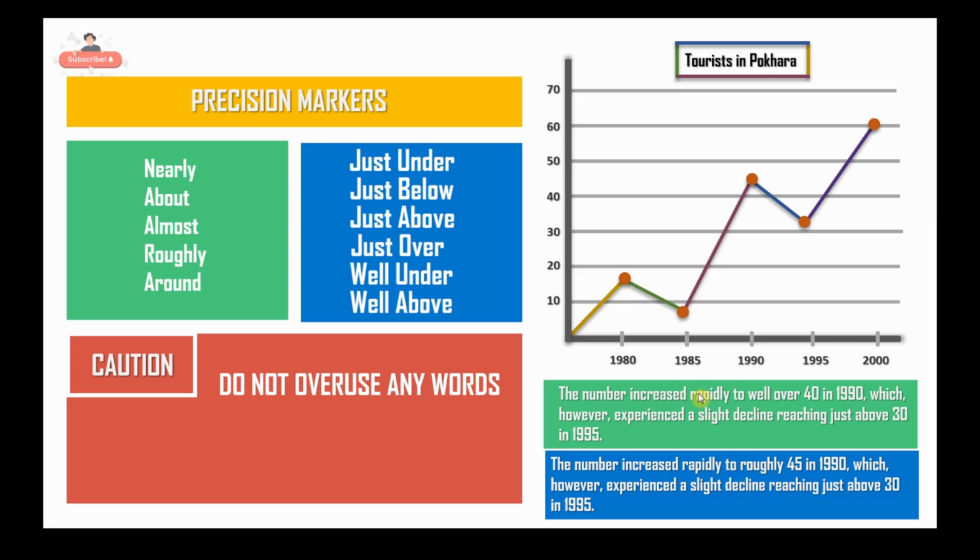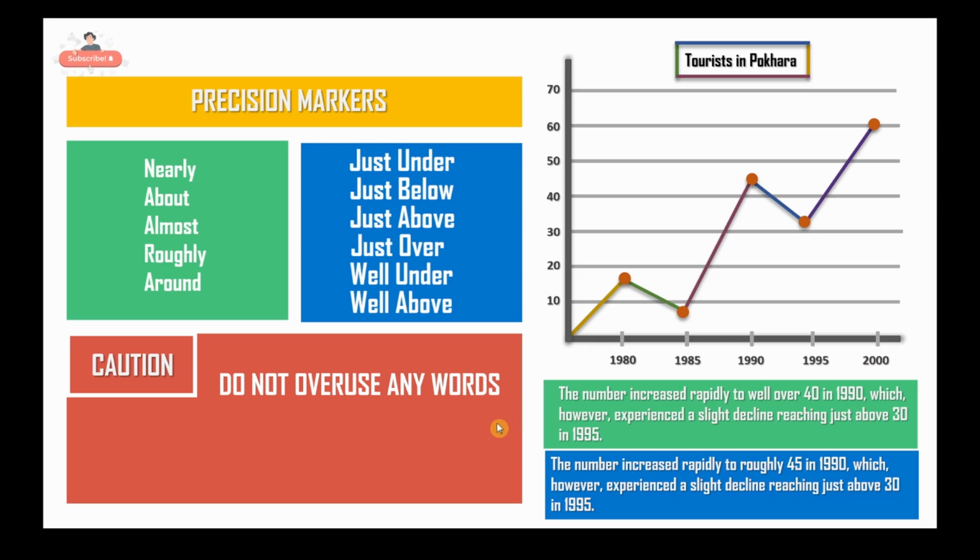In this first sentence we used well over, and immediately after that we used just above, so we used the same style immediately. But in the second case we used the left hand side precision markers, and after that we used the right hand side precision markers, so we did not repeat the same style of writing. Now, rule number 2 is do not overuse any words. You can repeat sometimes, yes you can, but do not immediately repeat it.